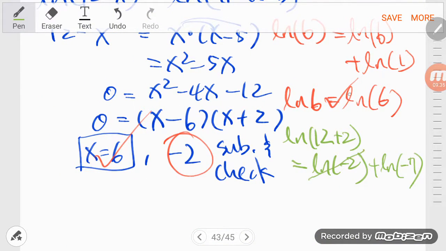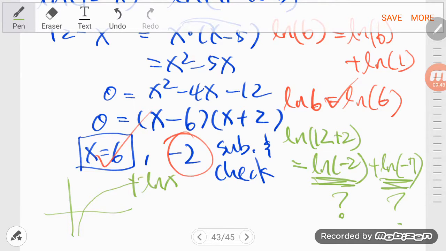So what's this? What is this? If you think about it, how does the natural log graph look like? Something like that, right? y equals ln x. Again, I have a vertical asymptote there.